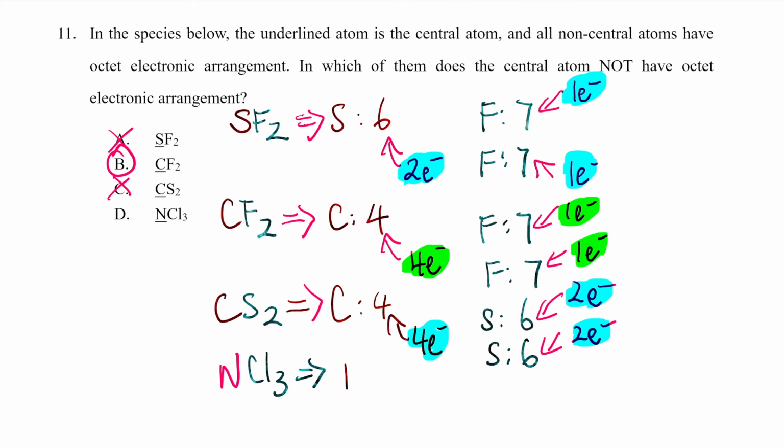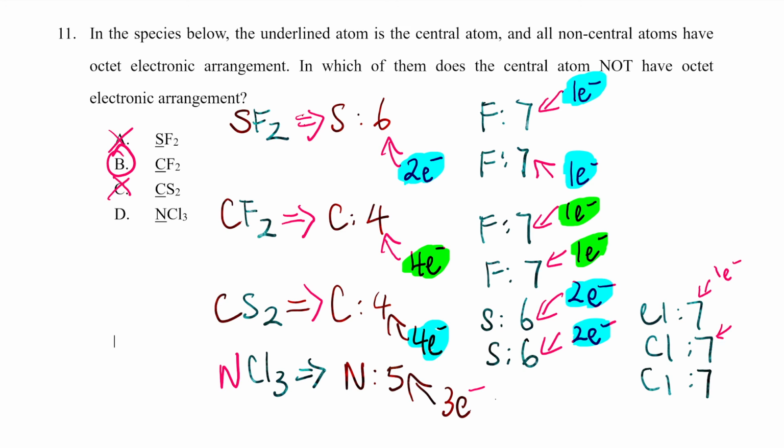For N, nitrogen group 5, I need 3 electrons. Cl, there are 3 of them, so I'll write it up here, don't have much space. Cl, Cl, and Cl, group 7, 7, 7. I need 1 electron each: 1 electron, 1 electron, 1 more electron, and these also perfectly balance out with one another. So at the end of the day, make sure the electron numbers are shared. If they're equally shared, that means they are following octet electronic arrangement. If they're not, then it's non-octet. So the answer for this is B.